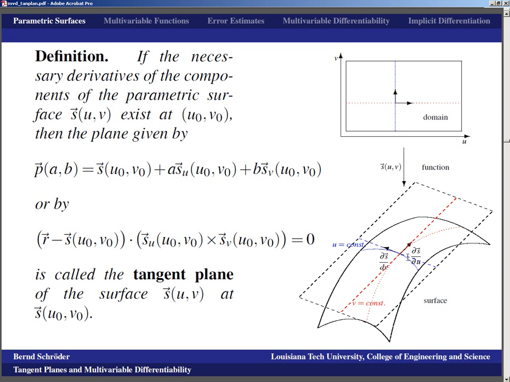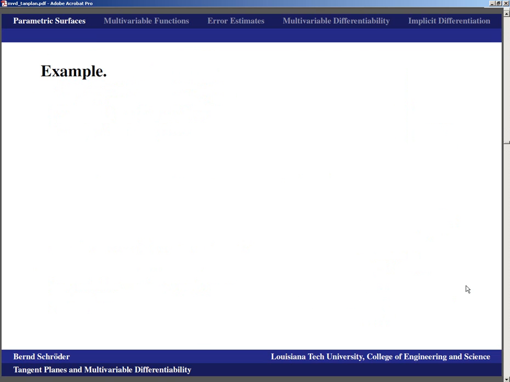And if we have an arbitrary point r in that tangent plane, and this point here would be our base point, well then r minus S of u0, v0 would be a direction that is inside the plane, and of course the cross product of these two vectors would be a normal vector that is perpendicular to this tangent plane. All right. Well, let's just look at a computational example.